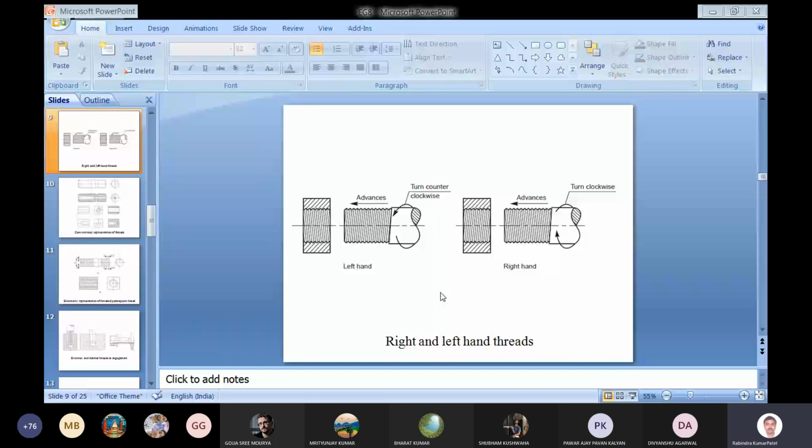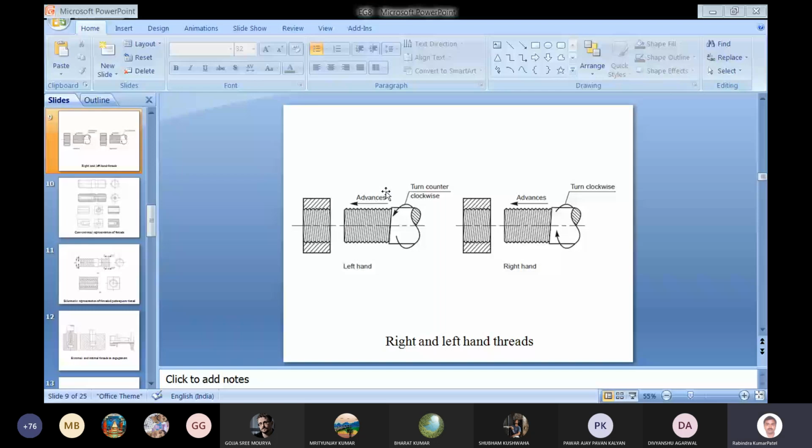So both are different. In one case we are rotating the screw in clockwise direction, then it is advancing, and in case of the second one, that is left-handed thread, if we rotate counterclockwise direction, then it will advance in forward direction. So one is an example of the left-handed thread, and this is an example of right-handed thread.